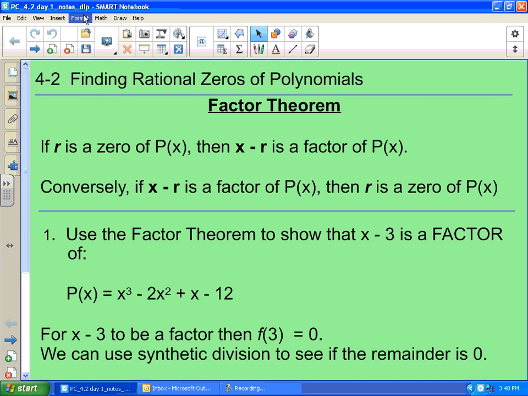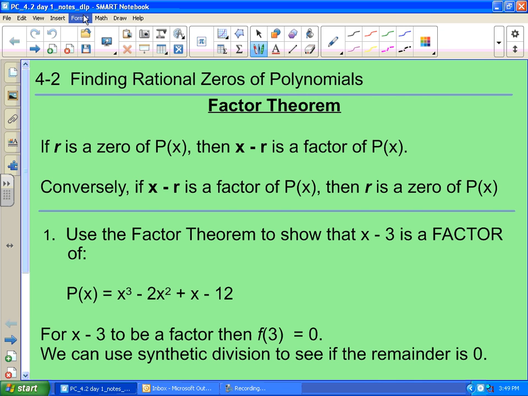Alright, in this lesson 4.2 we're going to look at finding rational zeros of polynomials, but today we're going to focus on the factor theorem and also looking at, once we find roots, how those roots can help me find the zeros, which then allow me to write my polynomial into factored form, and considering the idea of multiplicity when I have repeated zero values.